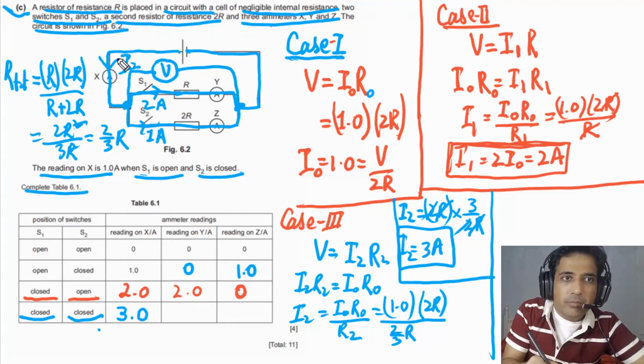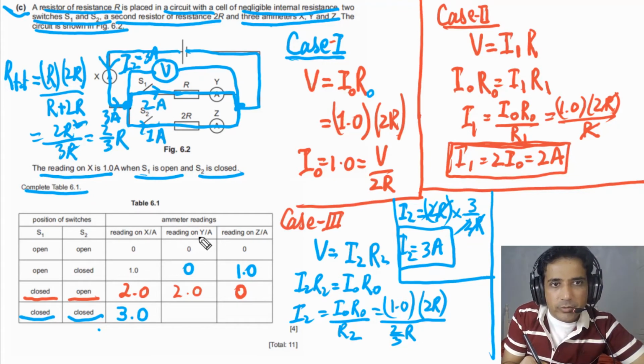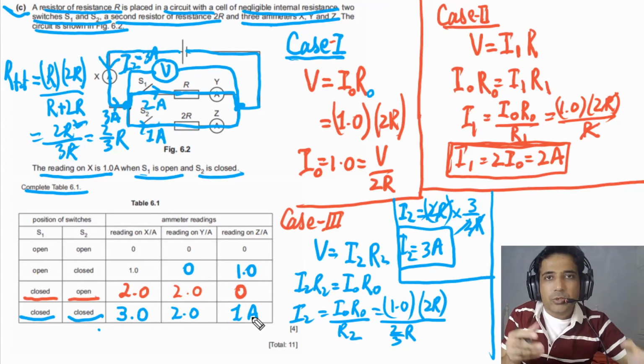But the current passing through X is equal to 3 amps. So this one is 3 amps. The reading on Y, means the reading on this one, will be 2.0 amps, and the reading on Z, this one, will be 1 amp. So this is how you can write down your answer.